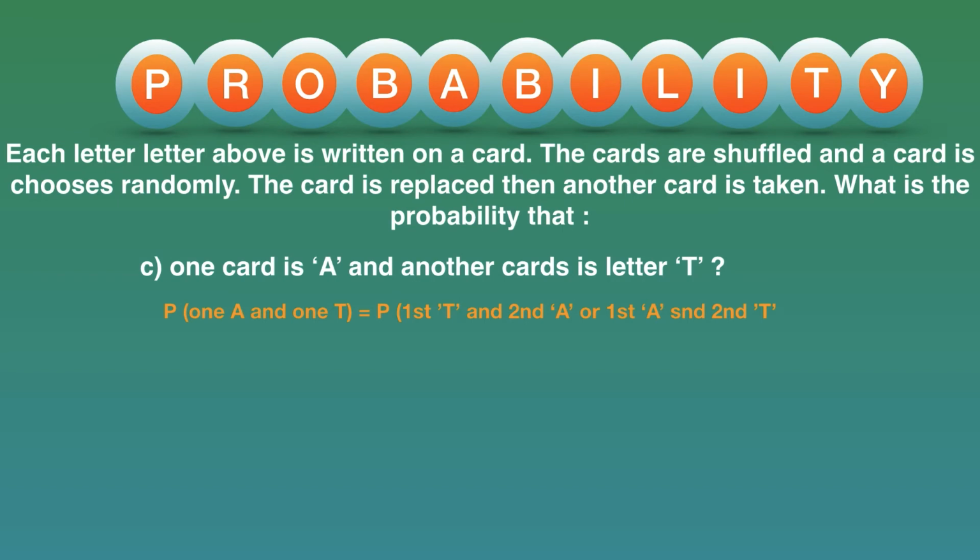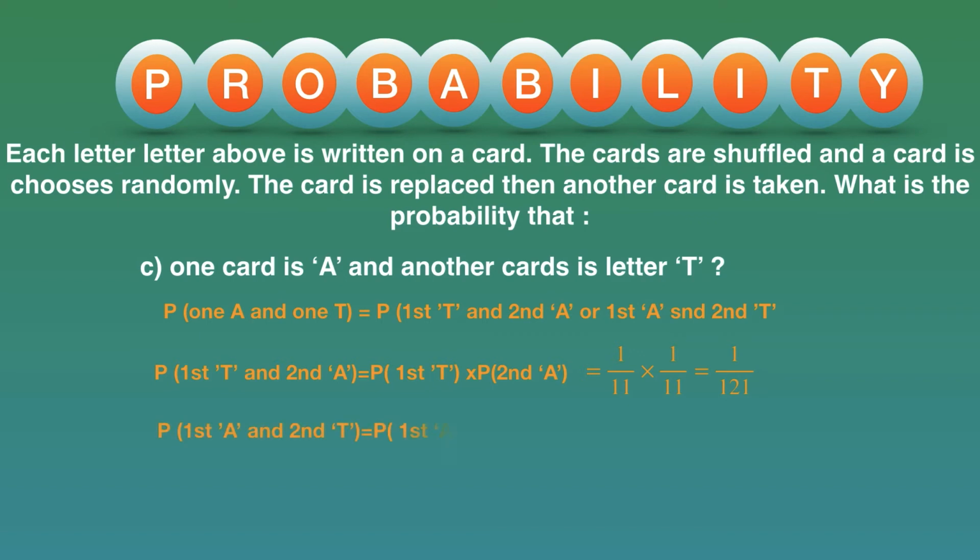In order to get one A and one T, we could draw first letter T and second letter A, or the other way around. We can get the first letter A and second letter T. The event of getting the first letter T and second letter A is independent. Since the card is being replaced after each draw, the probability of getting first letter T and second letter A is given by multiplying 1 over 11 with 1 over 11, which is 1 out of 121.